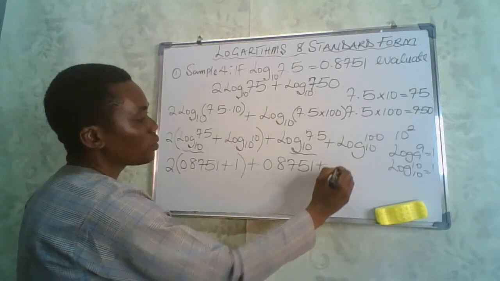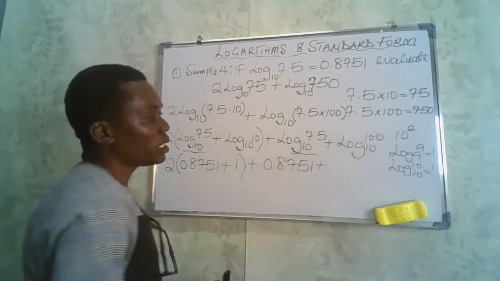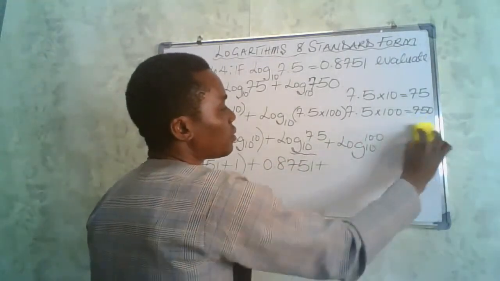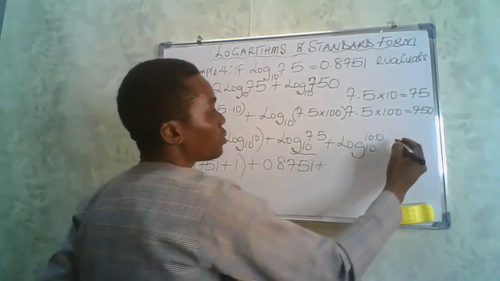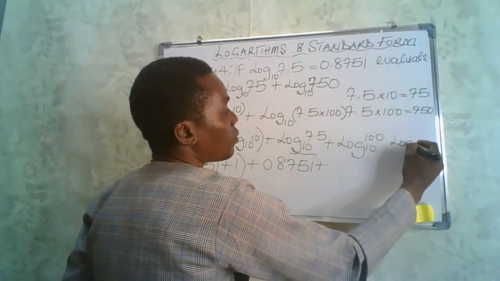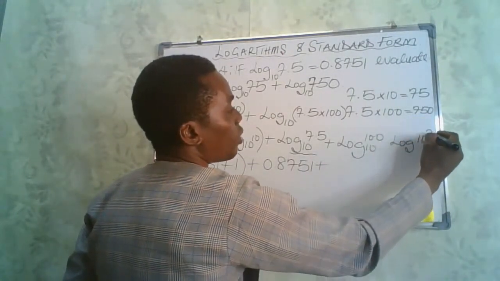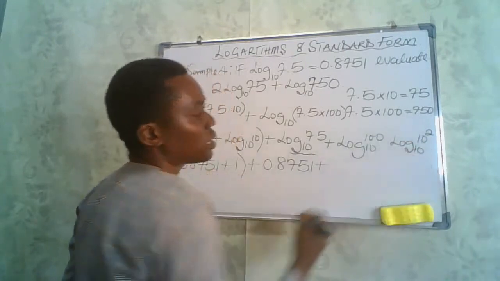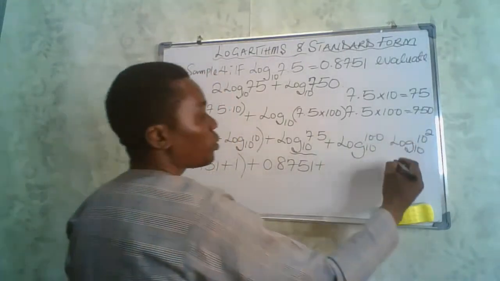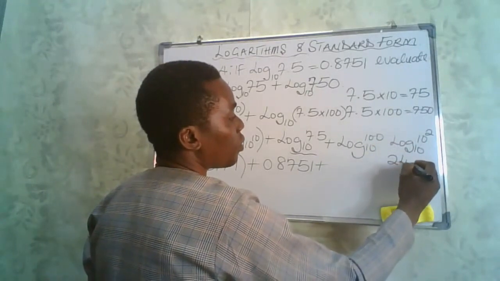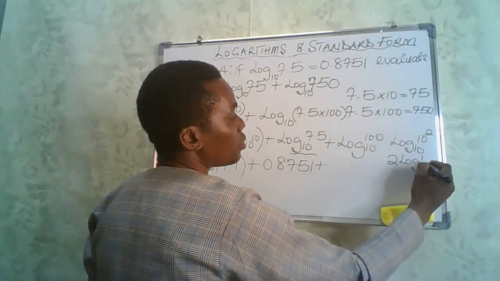0.8751 plus. Now let's play around with this. This is going to give us log of 10 to the power of 2, which is 10 squared. Now, according to the law of logarithm, this will give us log of 10 to base what?